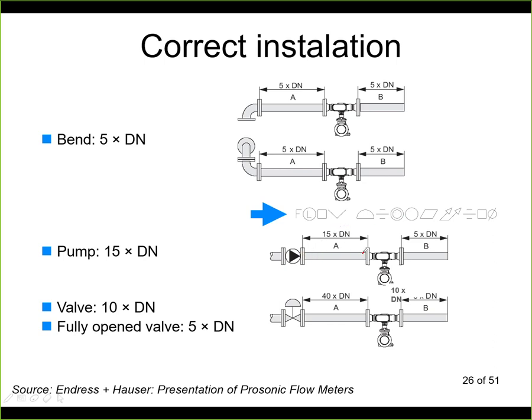If we have a pump, now this is 15 and this is 5. Now if we have a valve, then it is something like 10. If it's a fully open valve, then this is something like 5 times only. So we can see that the distance gets smaller and smaller. Now this is a valve as well, but this valve is used to control the actual flow, so it distorts the flow profile more. So in this case we need a larger distance.